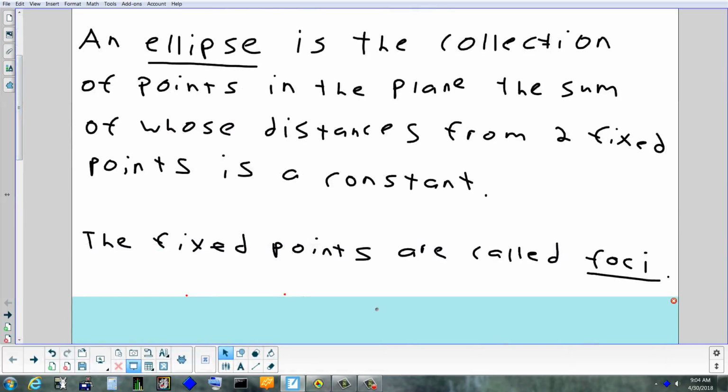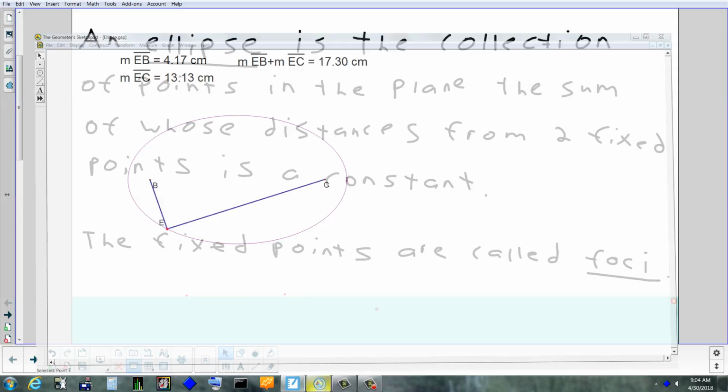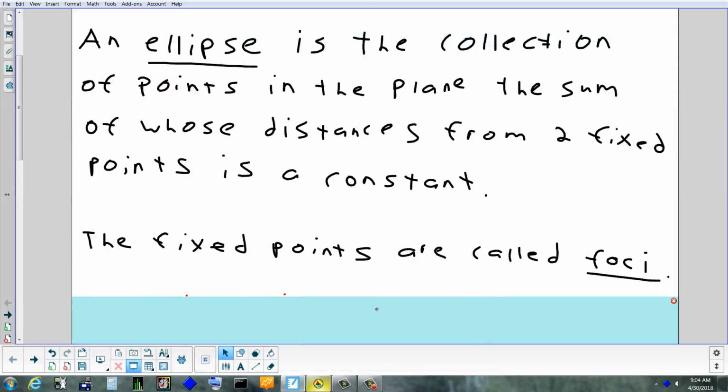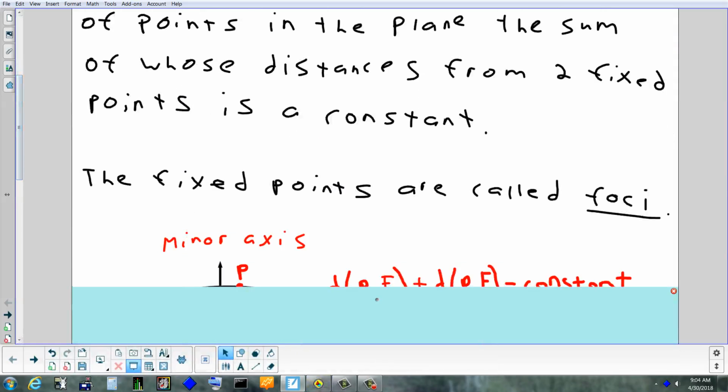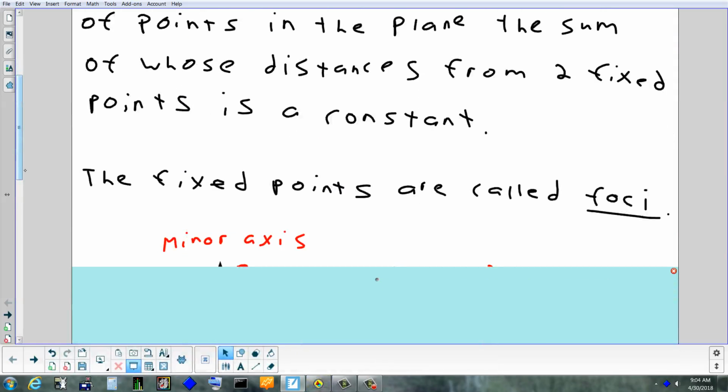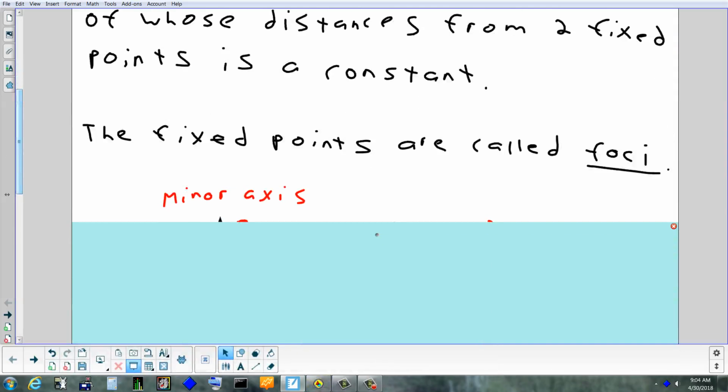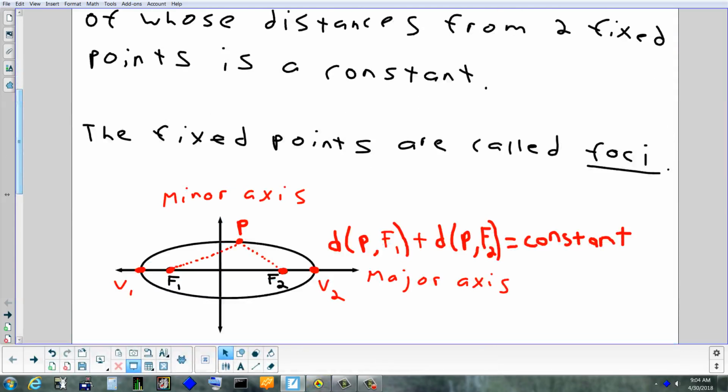Right, so those 2 special points that I had in this picture, B and C, those are called the foci. Now, a parabola had a focus too, but the difference is a parabola only had 1 focus. An ellipse has 2. Okay? And we don't call them focuses, we call them foci. I'm going to show you a picture that has some of the important things in an ellipse, and then we'll kind of go through each thing.